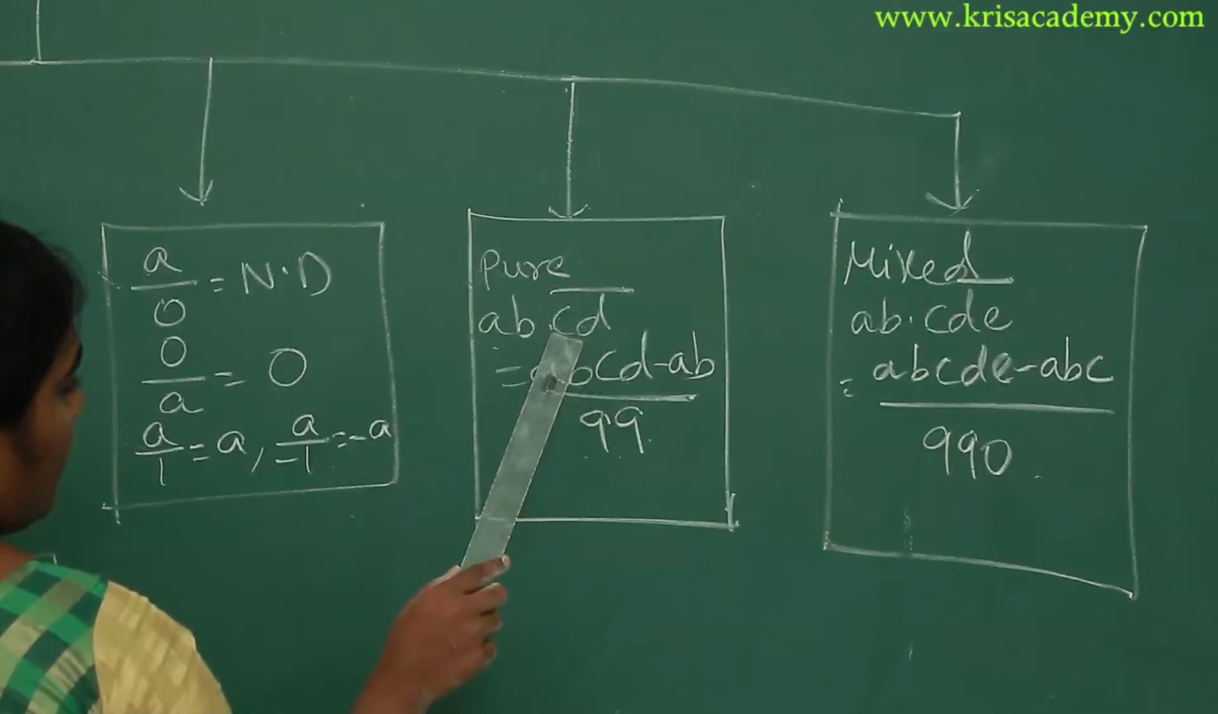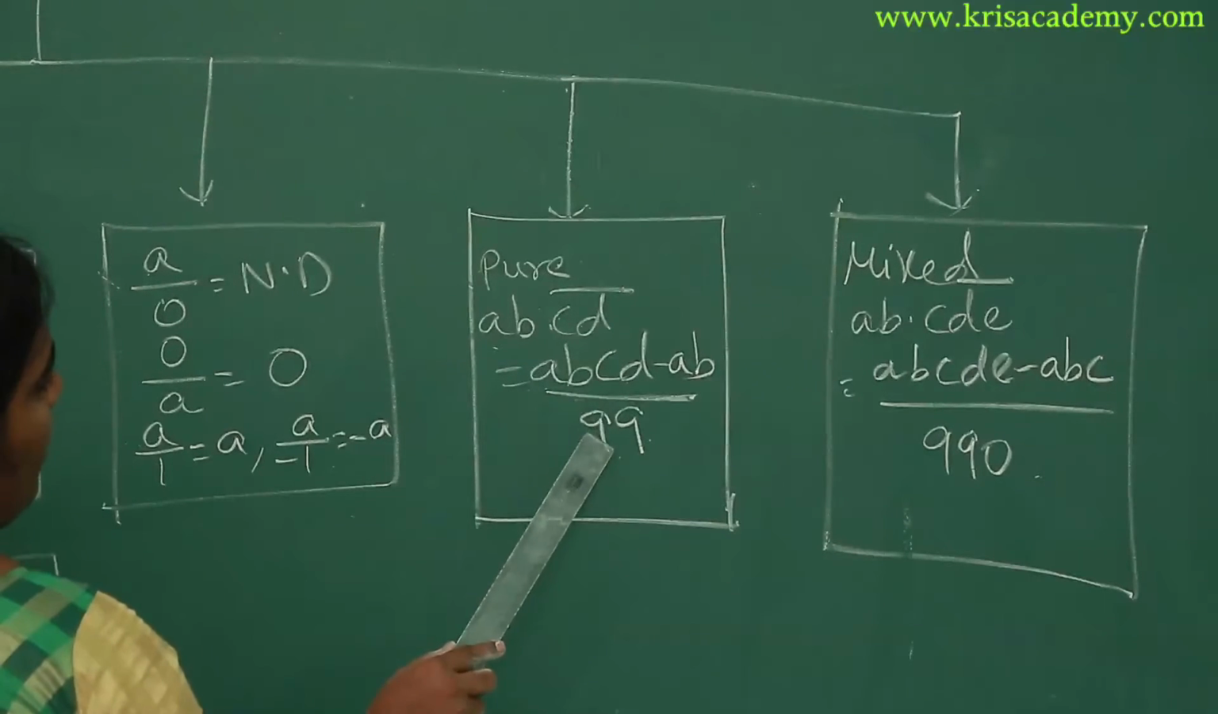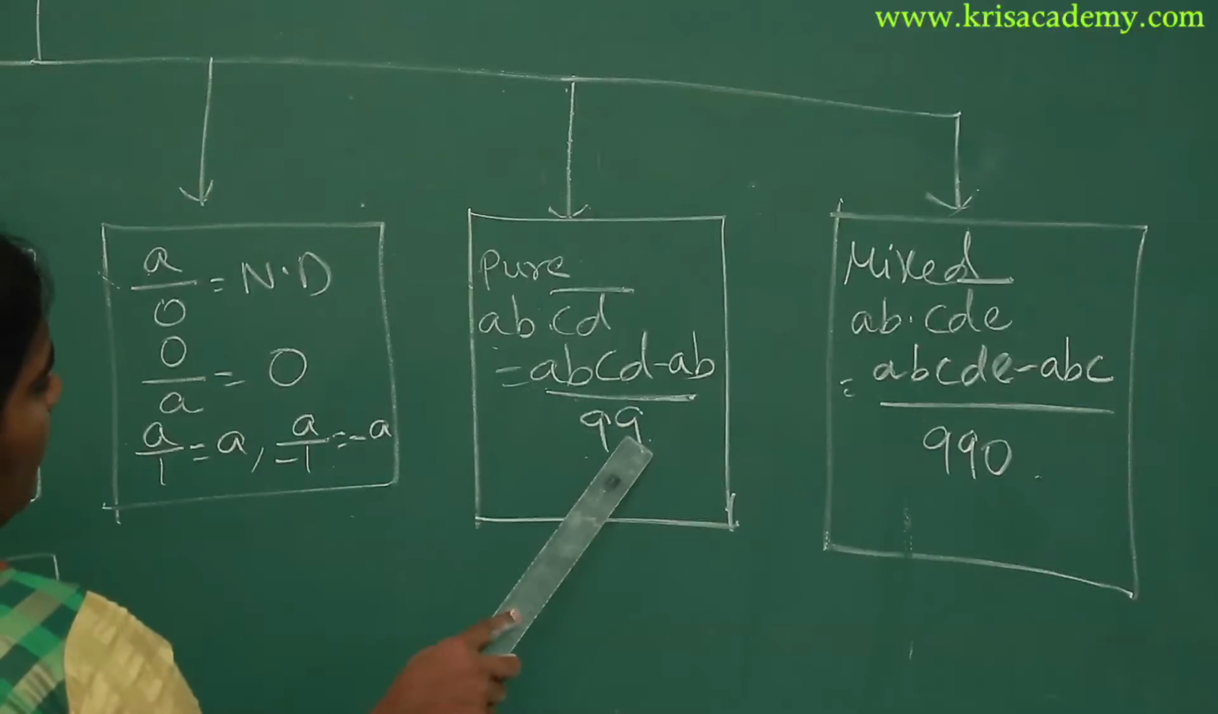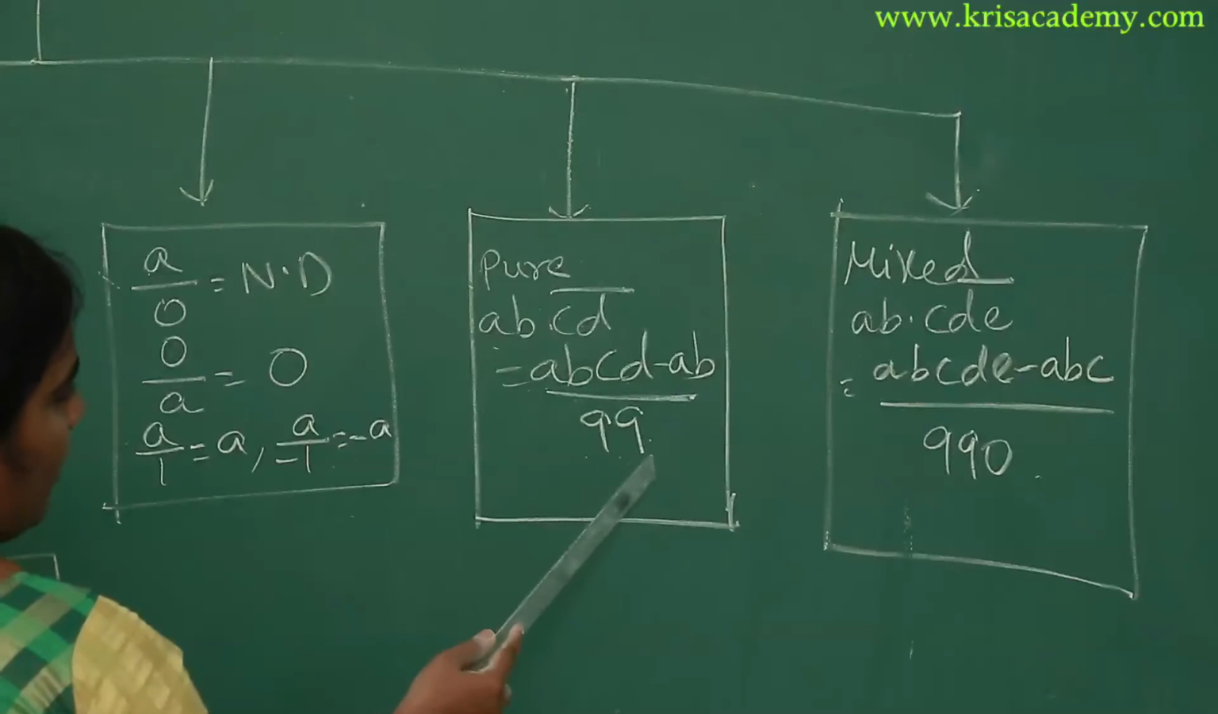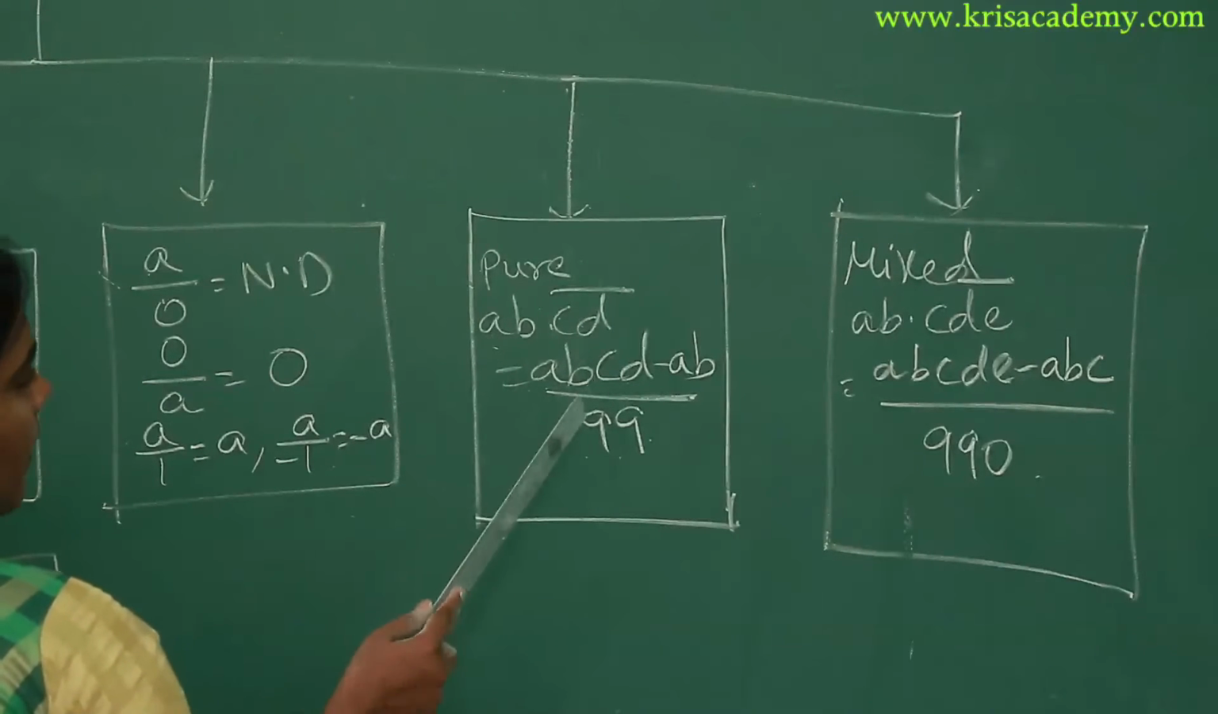We have 2 digits under the bar. For each digit 1 nine. Here 2 digits are there, so 2 nines. If 3 digits are there, 3 nines. So the formula will change for every problem.